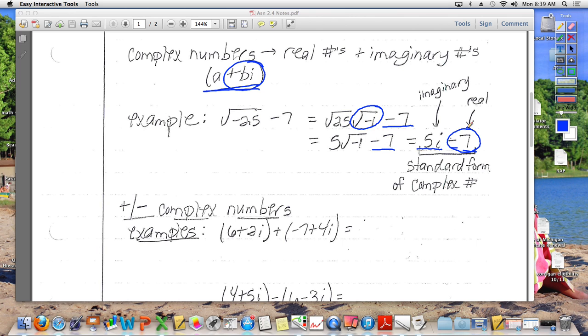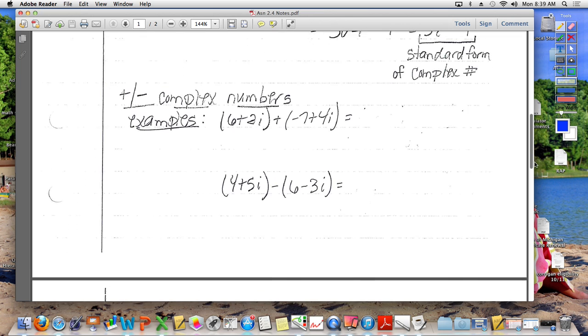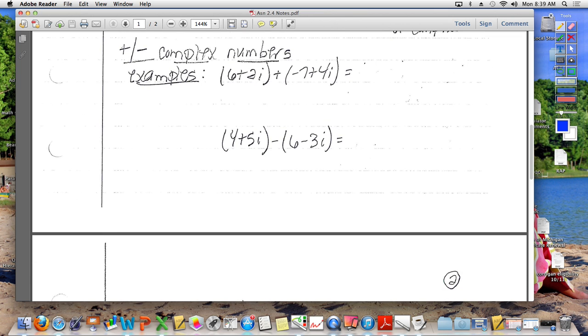Okay. When you are adding and subtracting complex numbers, don't make this harder than it is. I like to treat the i like it's an x. It doesn't mean the same thing, but treat it like it's an x. Combine like terms like you would normally. If you have a positive 6, which is a real number, and a negative 7, which is a real number, what do they make when you add them together?